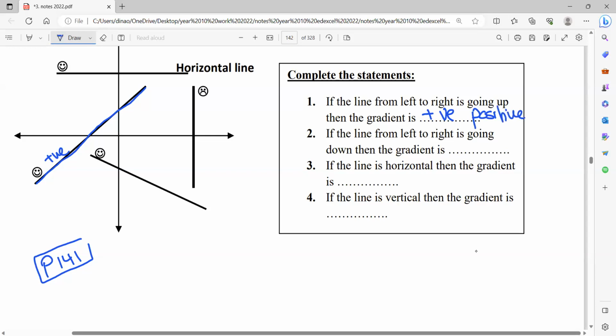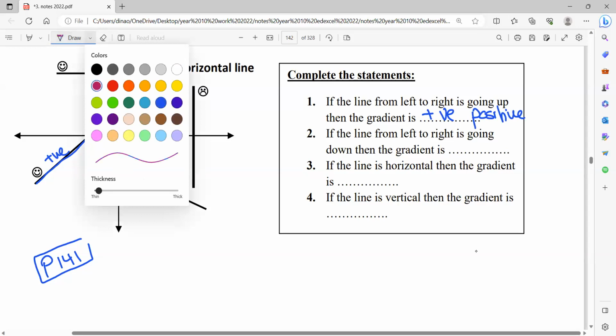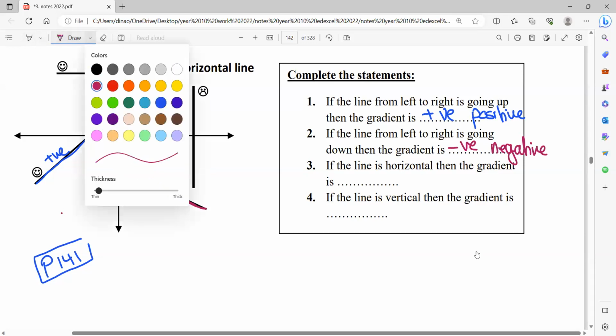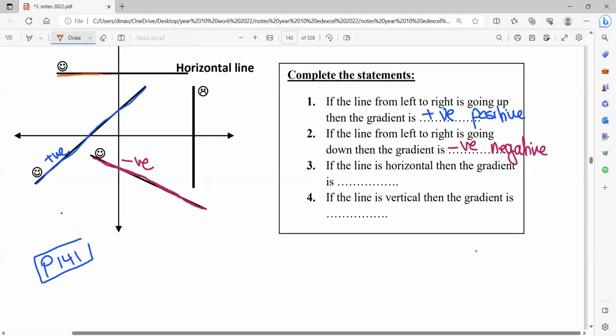Same concept. Let's pick another color. If the line from left to right is going down, then the gradient after calculations will be negative. The gradient will be negative. Now, as for horizontal lines, it doesn't matter if you look from left to right or right to left, at the end it's still horizontal. For horizontal lines, the gradient is 0.